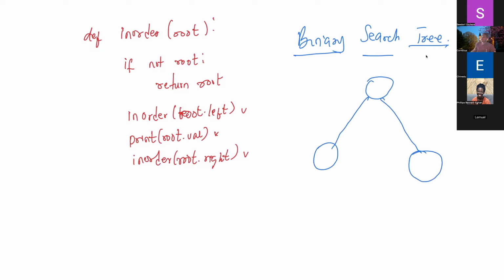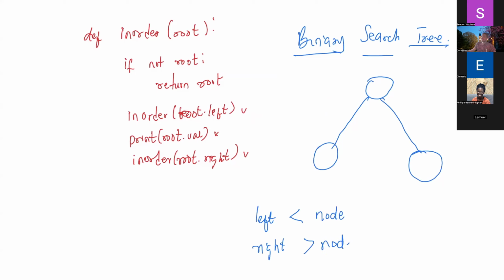So values to the left, I mean, the left child should be less than the parent, and then the right child should be greater than the parent.